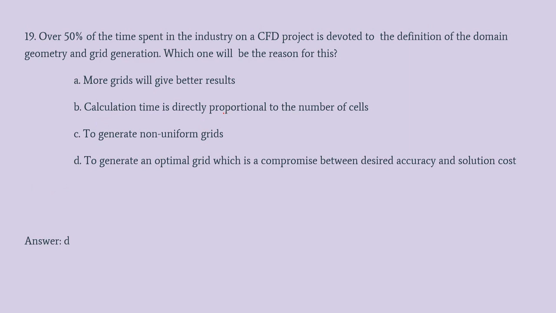Next one, over 50% of the time spent in industry on CFD projects is devoted to the definition of the domain, geometry, and grid generation. Which one of the following will be the reason for this? The options are: more grids will give better results; option 2, calculation time is directly proportional to the number of cells; third, to generate non-uniform grids; fourth, to generate an optimal grid, which is a compromise between desired accuracy and solution cost.